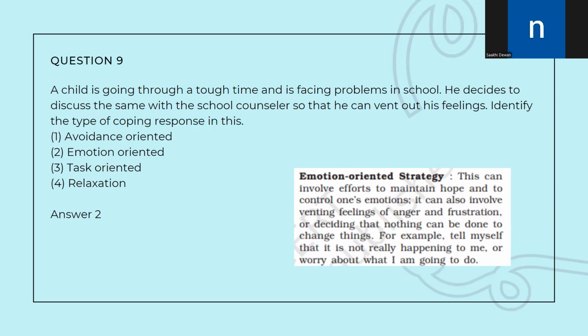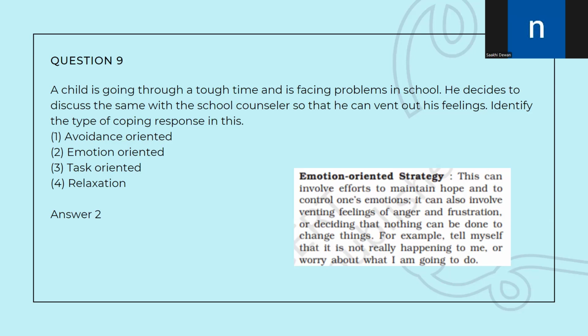The next question states, a child is going through a tough time and is facing problems in school. He decides to discuss the same with the school counselor so that he can vent out his feelings. Identify the type of coping response in this. So, in this, what is happening is that the child is feeling those emotions and he is trying to seek help from the school counselor just to vent out his own feelings, not to seek a particular solution, not to avoid the situation, but to only understand his own feelings and to vent those feelings so that he can make himself feel better. So, this kind of coping strategy is known as emotion-oriented strategy.